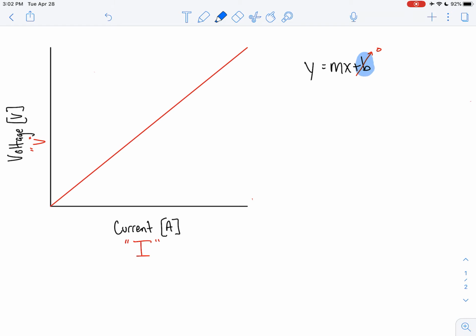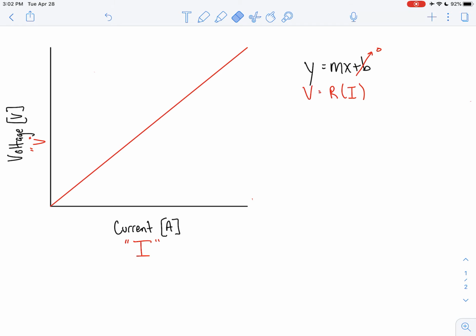Notice that the b goes to 0 because our y-intercept is at 0. If there's no voltage, there's essentially no current. So we can translate our y and our x variables using V and I, voltage and current respectively, as our independent and dependent variables. So if we were to do that, we would actually get the following relationship.